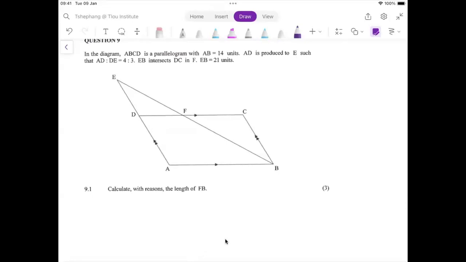Okay. Now, firstly, which lines are parallel to each other? If we're looking for FB, we can use the triangle to the left, triangle EAB. So we can say that FB over EB must be in the same proportion as what? We said FB. So we must then say DA.